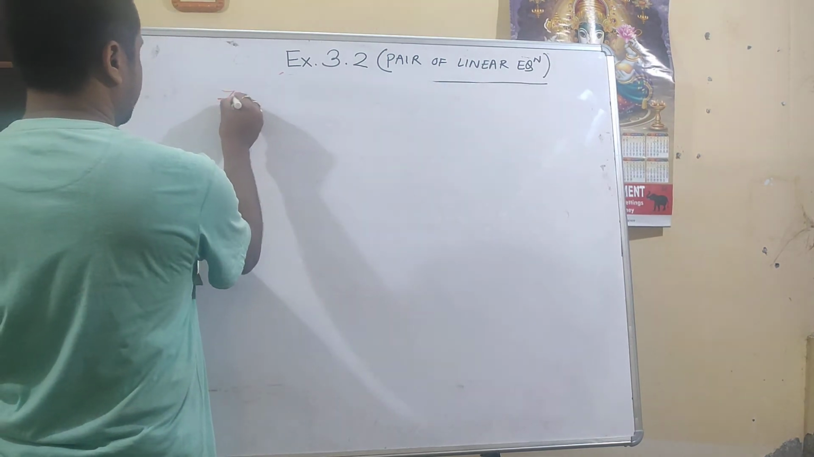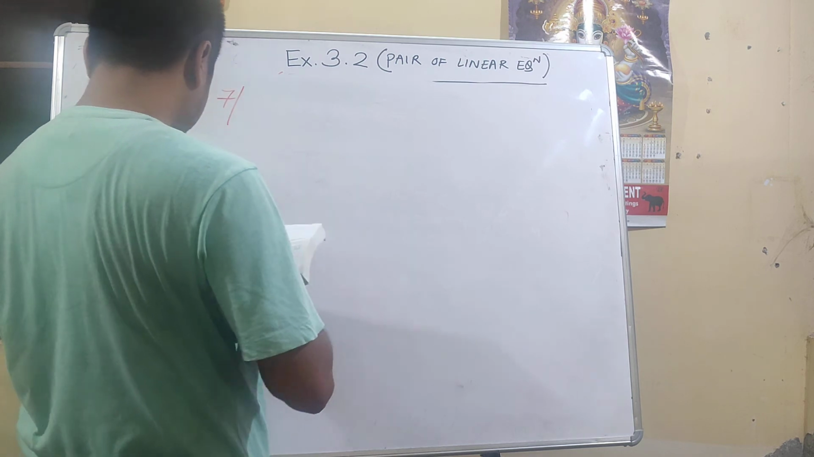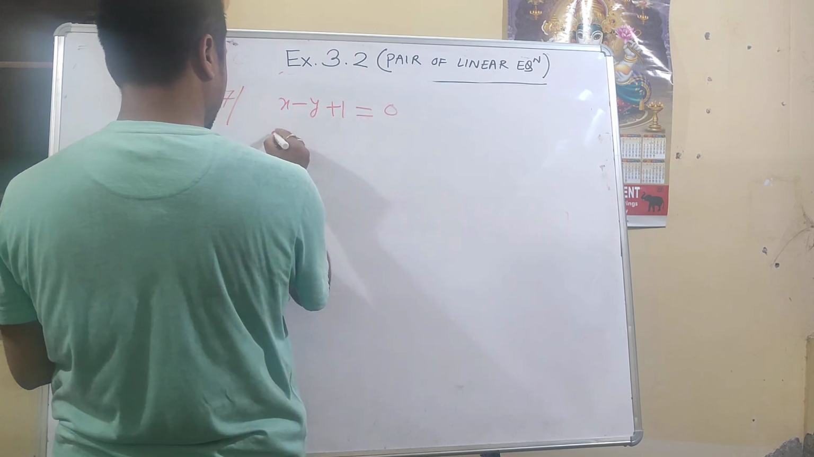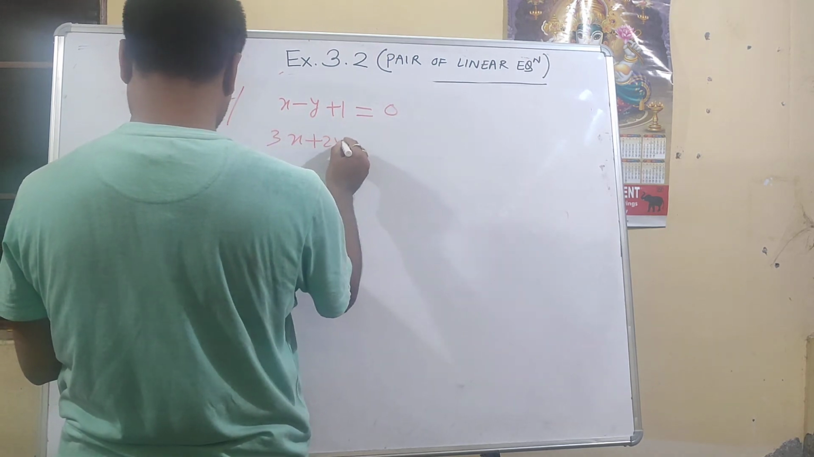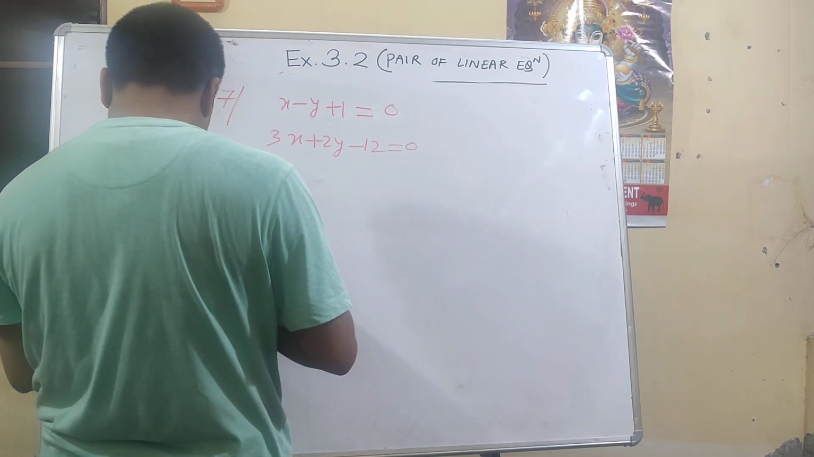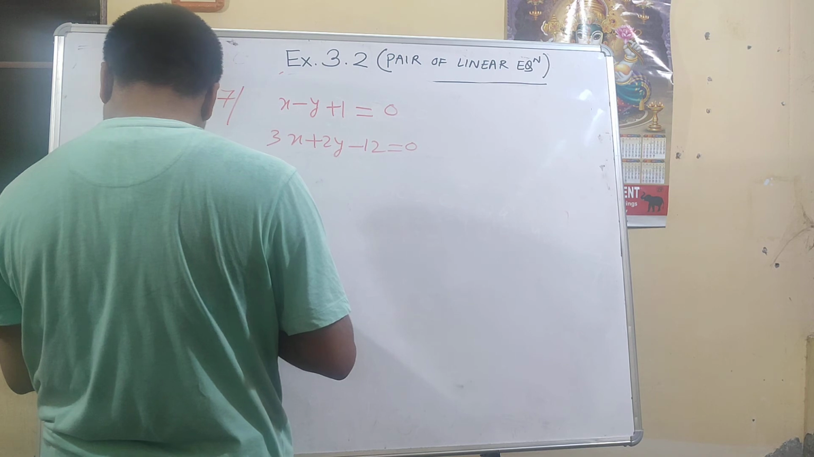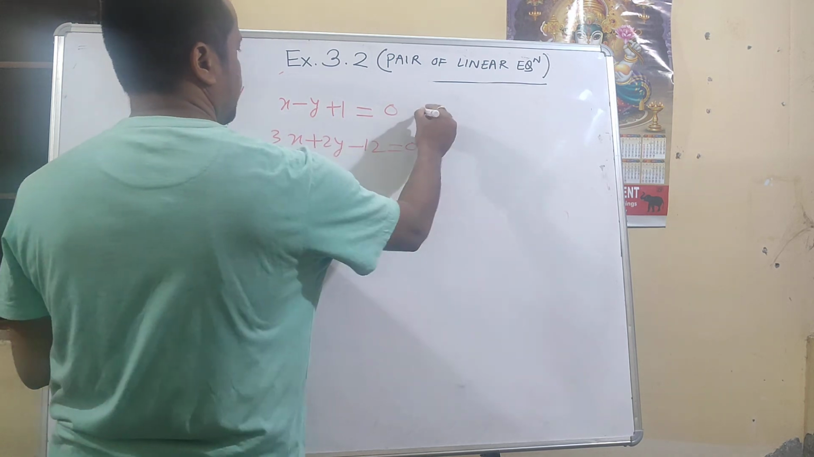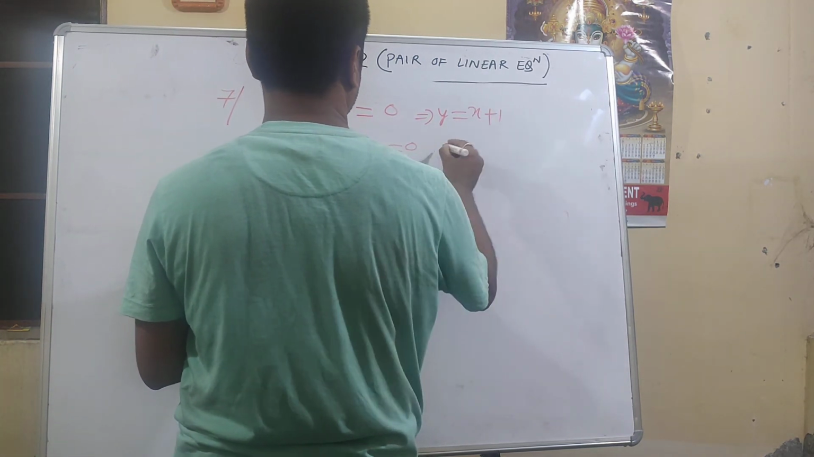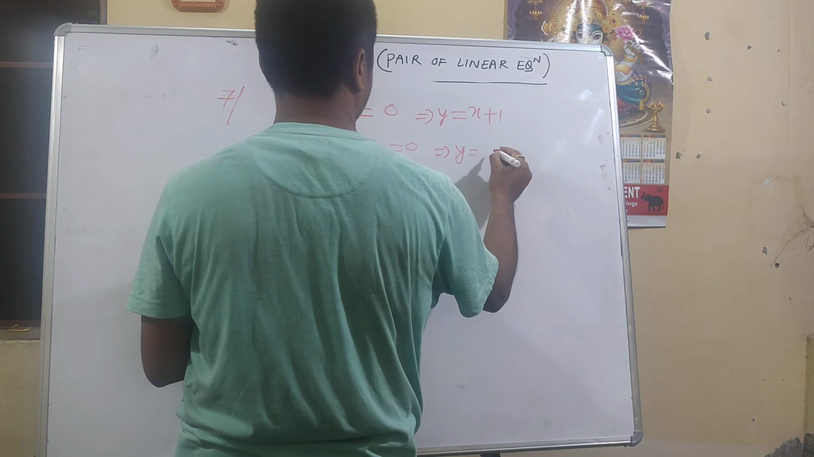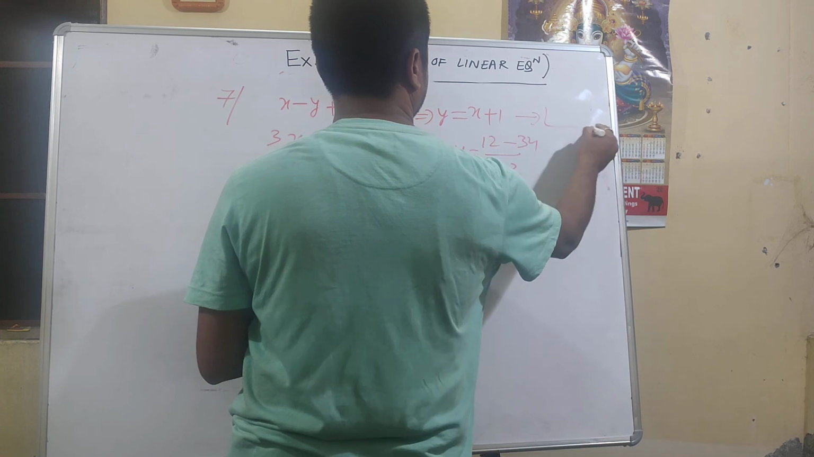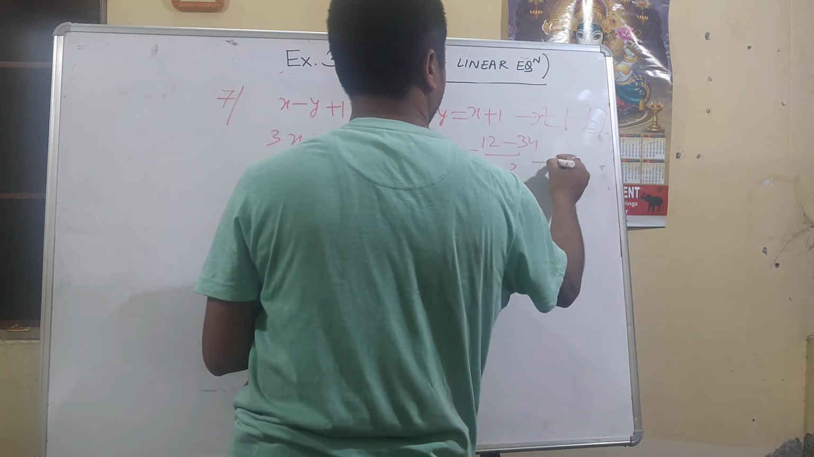Last question, question number 7. Draw the graphs of the equations x minus y plus 1 is equal to 0 and 3x plus 2y minus 12 is equal to 0. Determine the coordinates of the vertices of the triangle formed by these lines and the x-axis, and shade the triangular region. From the first, y is equal to x plus 1, and from the second, y is equal to 12 minus 3x by 2. Make a table for each.